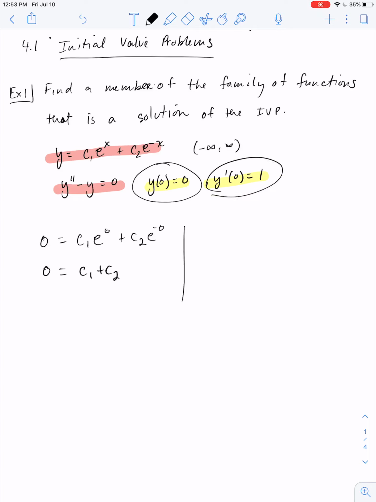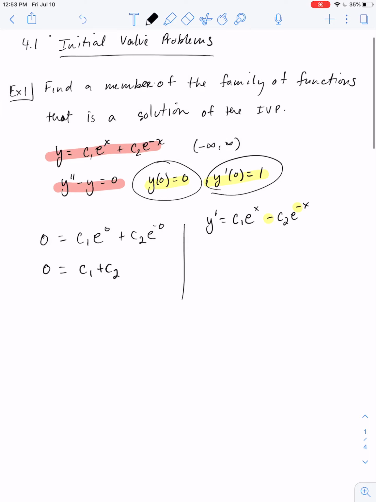Now let's use the second initial condition with our derivative, but we do need our derivative first. So my derivative here is going to be C1 e to the x minus C2 e to the negative x. So just remember, because of that negative there, that should be negative because you're taking the derivative of the exponent.